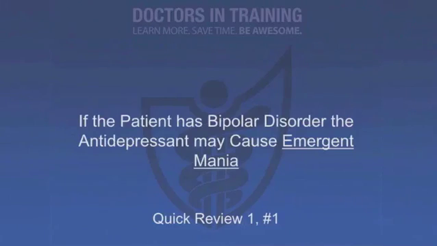Let's get started. Why is it important to screen patients for bipolar disorder prior to starting an antidepressant? Well, if the patient has bipolar disorder, the antidepressant may cause emergent mania. So a patient comes in who doesn't know they have bipolar disorder, they're just depressed, because one of the major symptoms of bipolar disorder is a depressed state. So you start them on an SSRI and all of a sudden they feel great, maybe a little too great, because now they're mowing the lawn 7 times, painting the house, and spending a lot of money.